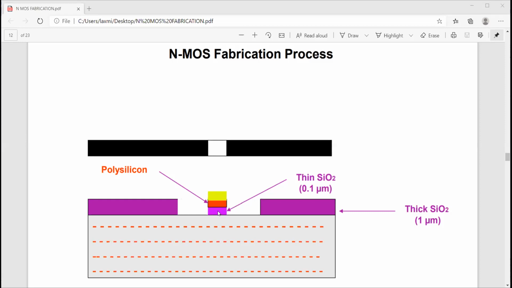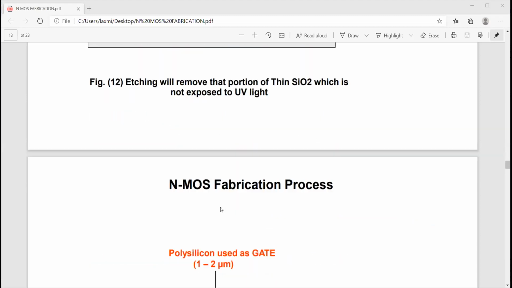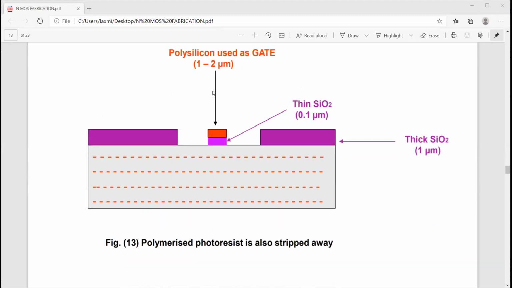కాబట్టి ఏమైంది ఇక్కడ, this is the silicon dioxide layer, this is the silicon dioxide, this is the thin silicon, this is the polysilicon. ఇప్పుడు చూడండి, a polysilicon used as a gate, 1 to 2 micrometer. Polysilicon ఒక గేట్ లాగా యూజ్ చేస్తుంది. అంటే this is the silicon, the blue color is the silicon layers అని చెప్తున్నాము.